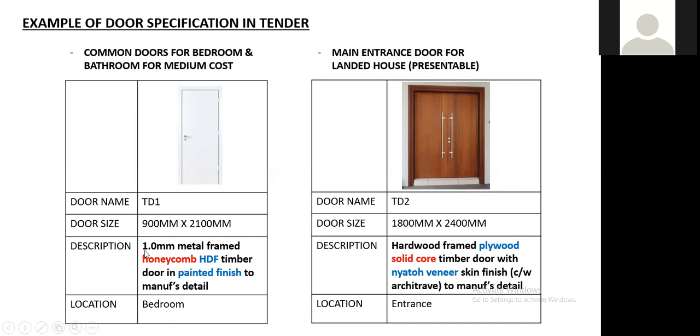Of course, this one could be substituted with hollow core, honeycomb, or solid core also. So there are these three. But most commonly it is honeycomb and also solid core. So HDF, what are the alternatives? HDF, plywood, or cement board. Then, door in painted finish.